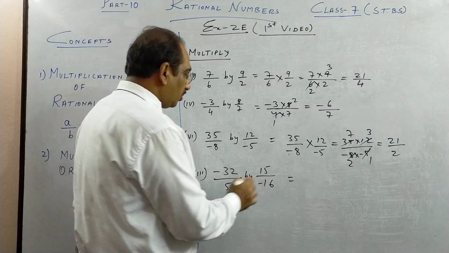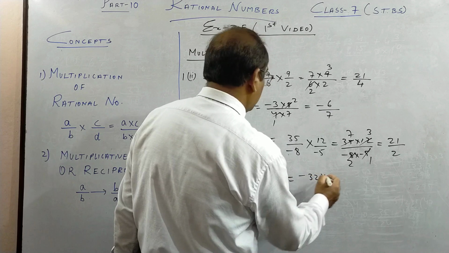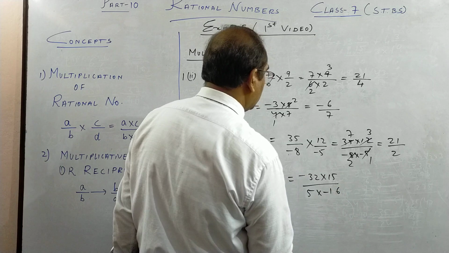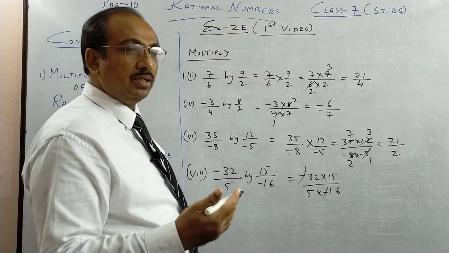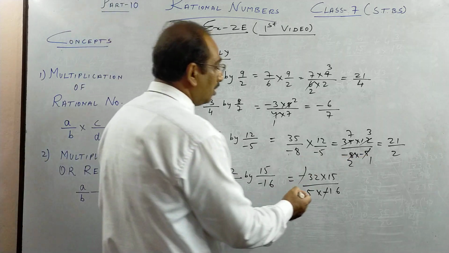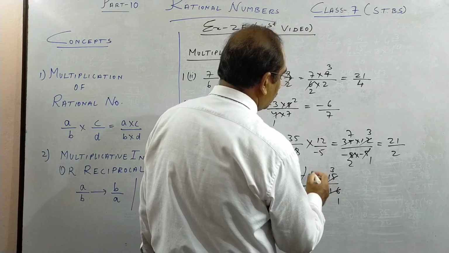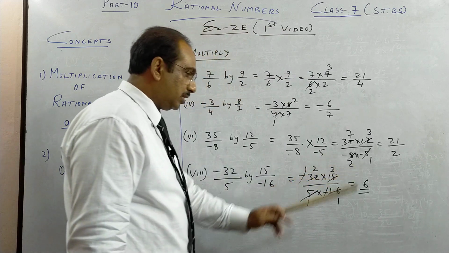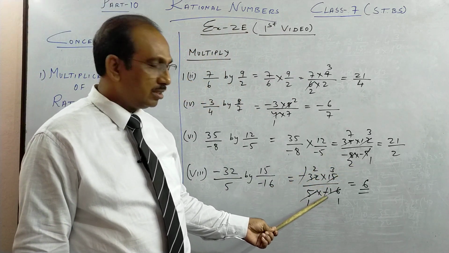So this minus will also cancel, but first I will multiply numerator with numerator and denominator with denominator. You can think as if minus cancels with minus, in division also and in multiplication also. Minus minus plus, 5 will go 3 times, 16 will go 2 times. So finally your answer is, 2 3's are 6. Once more, minus minus cancels.